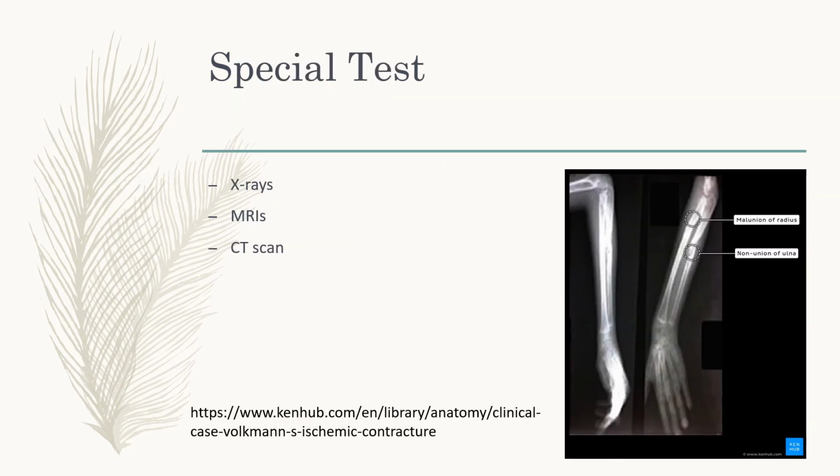Special tests. Some special tests that can be done are X-rays, MRIs, and CT scans. And on the right, you can see an X-ray of the forearm.